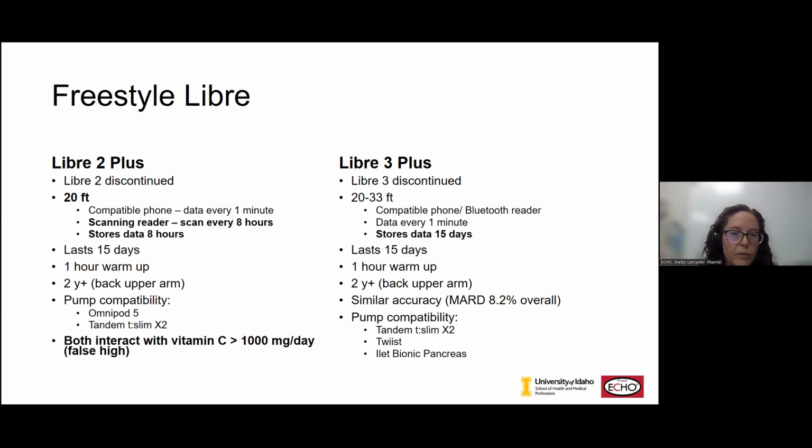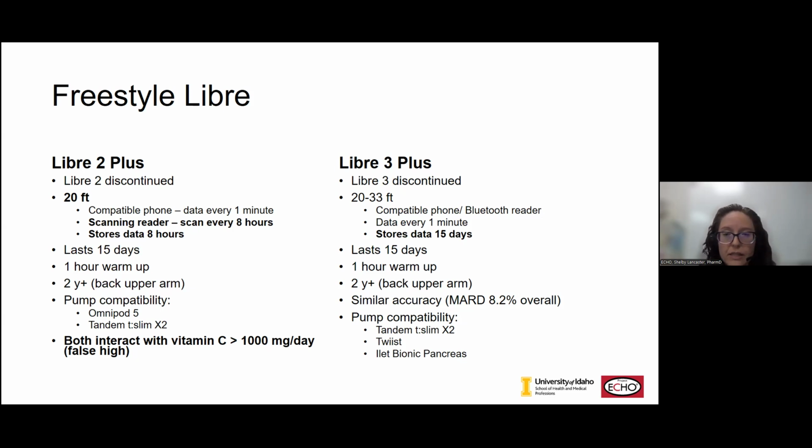And if you have a compatible phone with the 2 Plus, it will update that data every minute. If you have a scanning reader, you have to scan every 8 hours. And the reason is because it only stores 8 hours worth of data. You don't want to get gaps in your data if the patient is not scanning at those time periods. Otherwise, the data is not as accurate and it's hard to identify patterns.